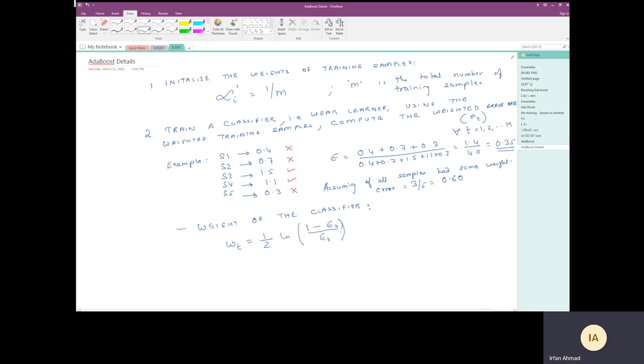This is the equation for getting the weighted error rate for a classifier. A question can be, how do we get there? From where does this equation come up? In a separate video, we are going to explain this equation, but it's enough if you know at this stage that this is the equation.